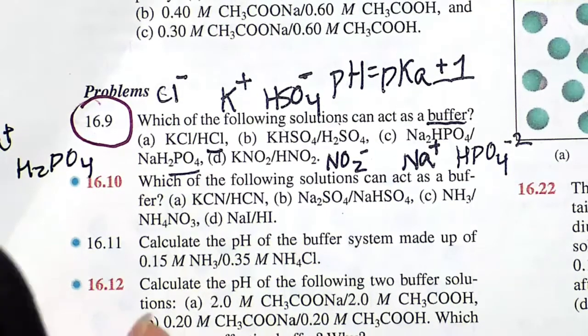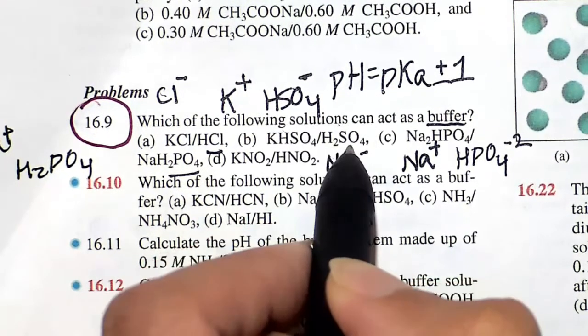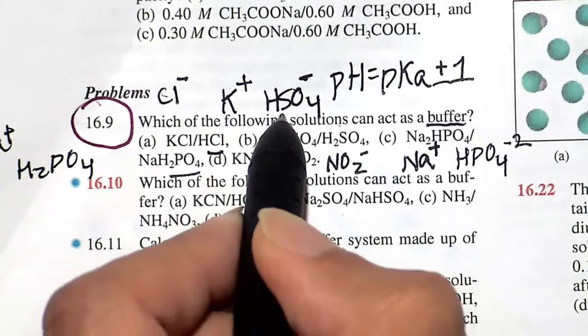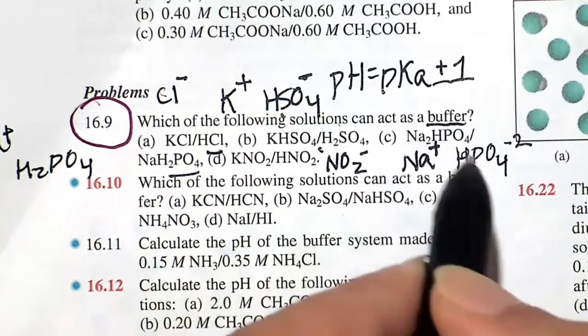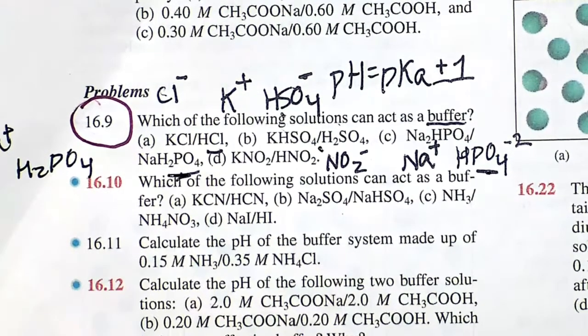The best buffers here are B and C, simply because you have the HSO4 minus, H2SO4, conjugate acid-base pair. This can do some basic action, this can do some acidic action. Same thing with C. This can do some basic action, and this H2PO4 can do some acidic action.